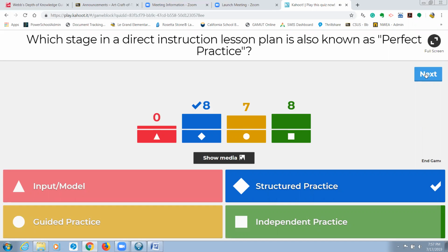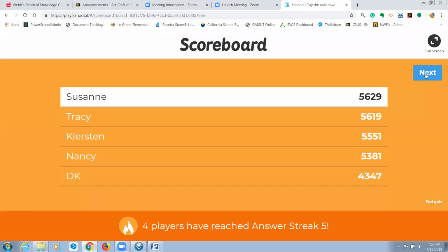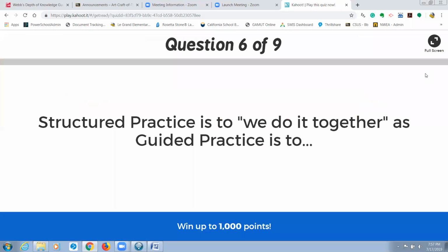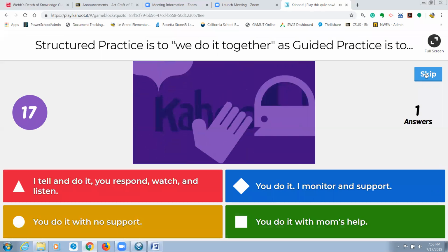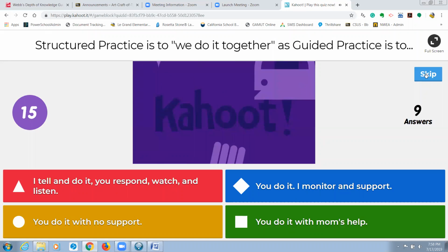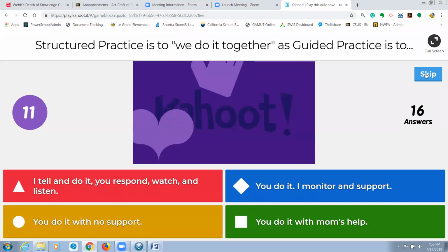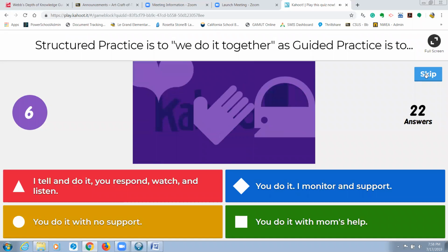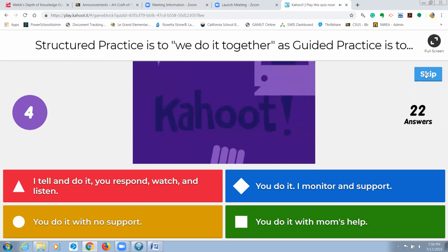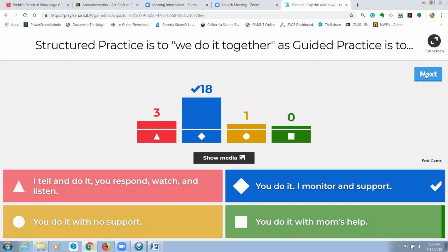That's the time where you're not letting your students make any mistakes whatsoever. You are lockstepping with them. Structured practice is we do it together as guided practice. Excellent. Good.